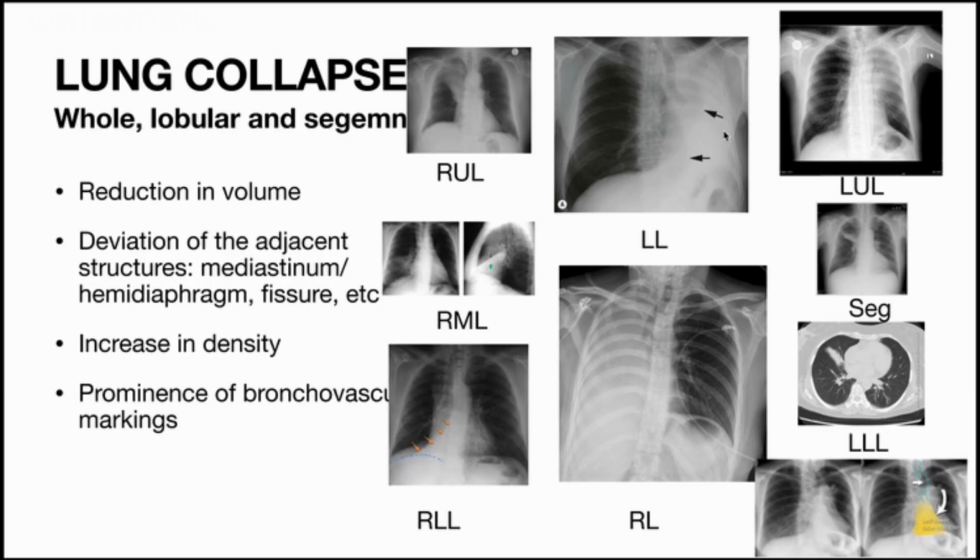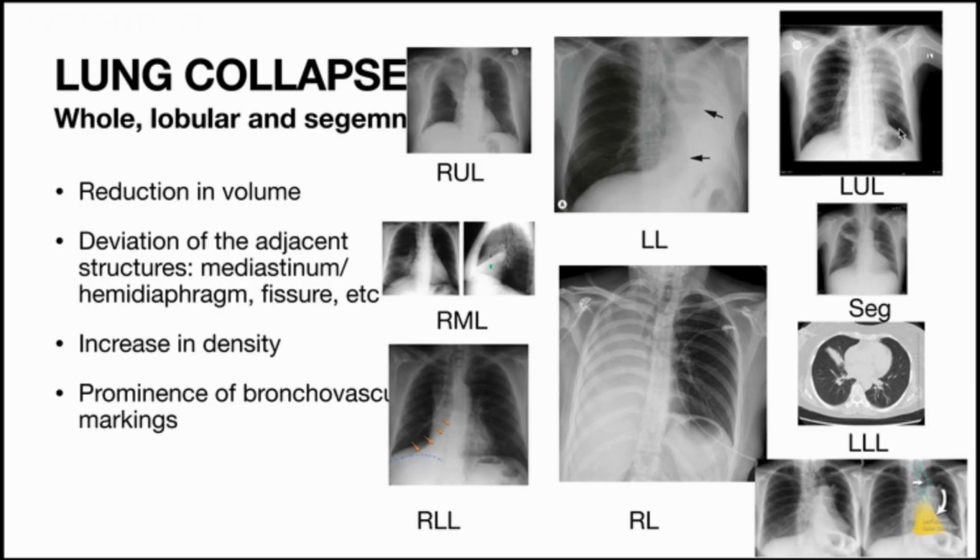It becomes opaque. It's devoid of the air, and then of course we see the trachea deviated to that side. Then we say this is a lung collapse. Look at that, homogeneous opacification on the one side and the chest collapse on the other. So these are some of them.